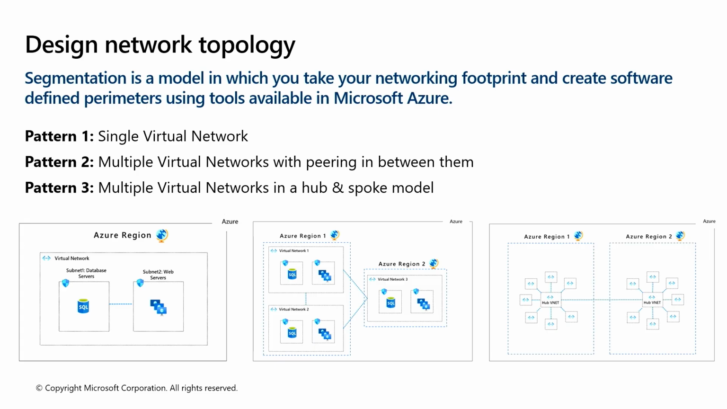For example, Subnet 1 can contain our database workloads. Subnet 2 can contain our web workloads. To govern subnet traffic, we will use network security groups to specify that Subnet 1 can talk only with Subnet 2, and that Subnet 2 can talk back to the internet.